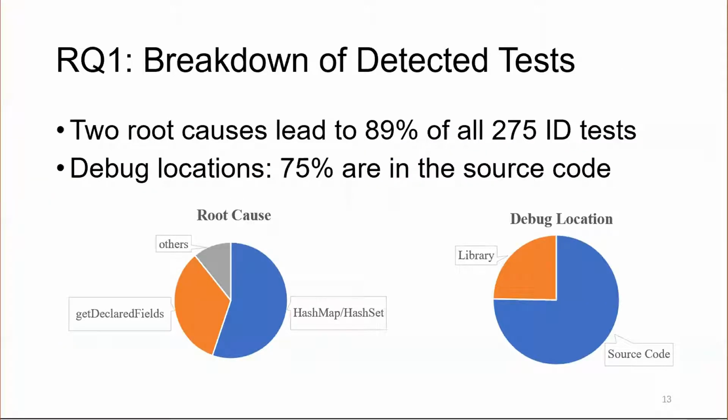Next, we discuss the research questions proposed in our evaluation part. The first research question we address is the breakdown of the root causes and debug locations for ID tests. Results show that the majority fail due to the iteration of HashMap or HashSet. The second most common root cause is getDeclaredFields. In terms of debug locations, the majority are in the source code rather than in a third-party library.